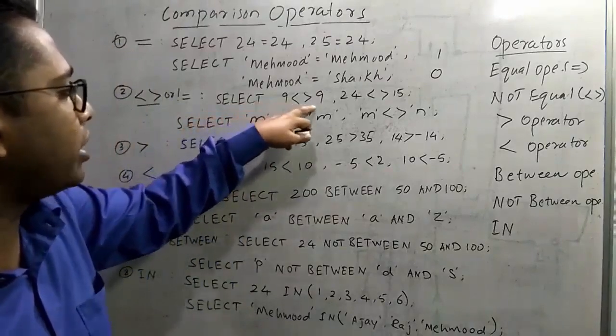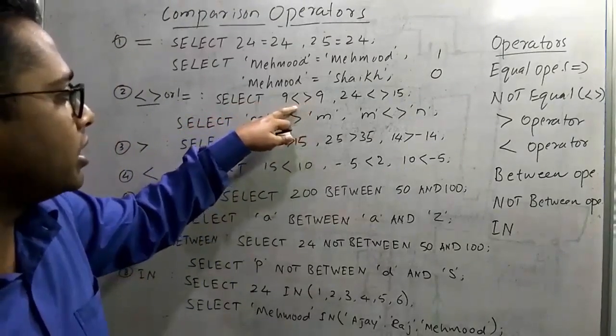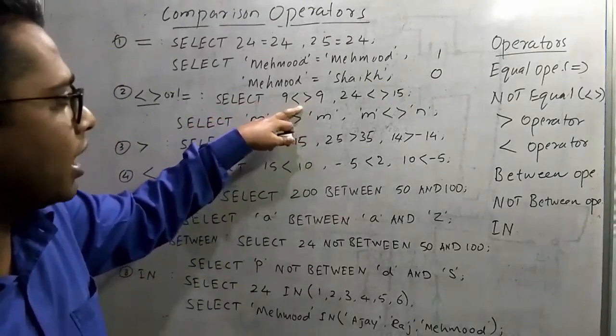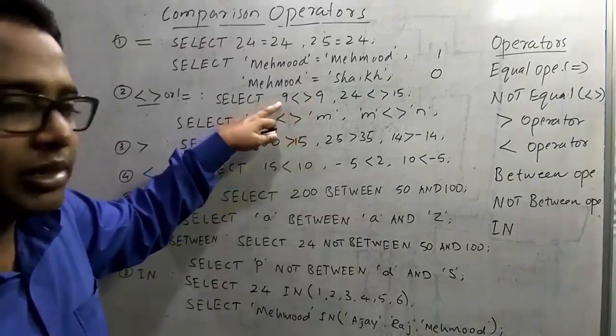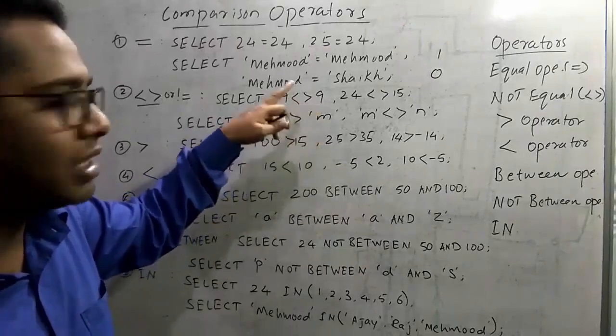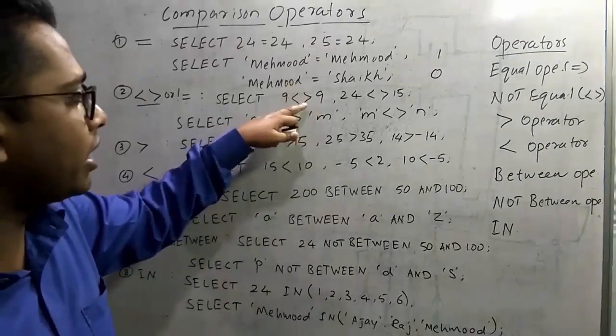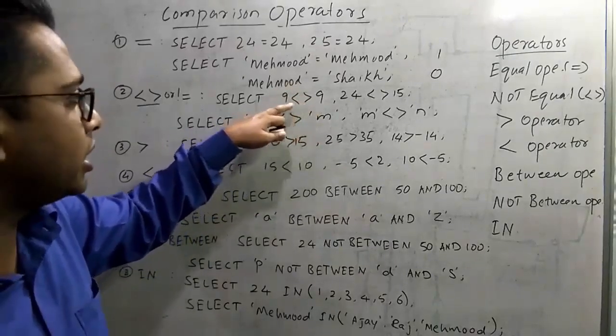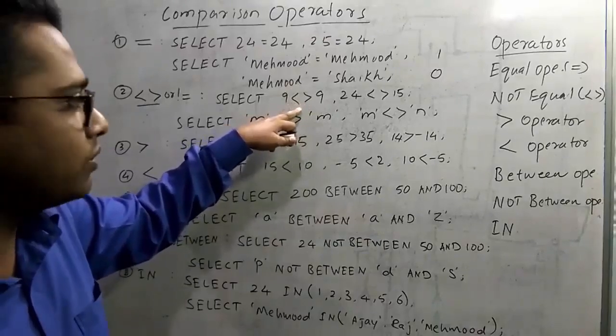Select 9 is not equals to 9. Since here you can see this is the symbol of not equals to. Here I am comparing. Here I am saying 9 is not equals to 9, which is false, because 9 is equals to 9. That's why it will return a value of 0. This condition is false, that's why it will return a value of 0.